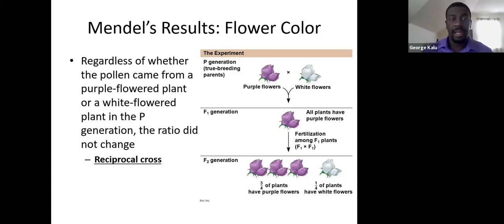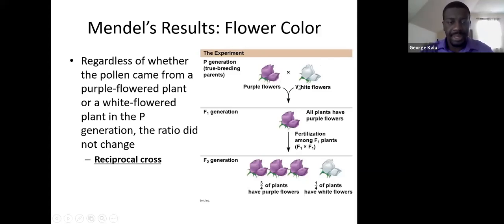And in order to make sure that his data wasn't being affected by anything, what he did was a reciprocal cross. Basically, he would go back to the parent generation, and instead of taking, for example, the pollen from the purple flower and adding it to the white flower, he would take the pollen from the white flower and add it to the purple flower. So he's doing the same thing, but doing everything in the opposite order. And what he saw was that the ratios did not change at all. He would still end up with the exact same results, regardless of where the pollen came from. Again, remember that pollen contains the sperm.